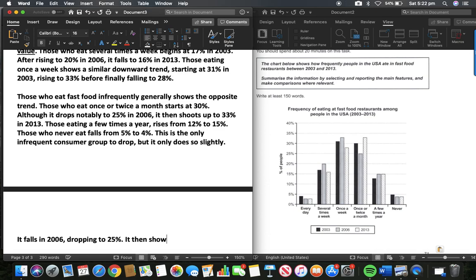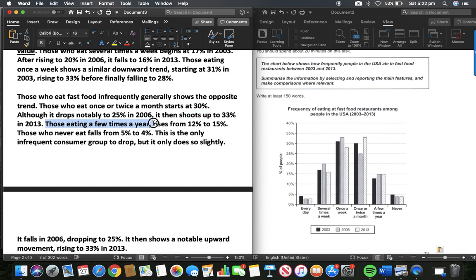It then shows a notable upward movement. So again, trend, rising to 33% in 2013. So that's another way. You'll see these kinds of sentences in my other videos quite frequently. But I thought this one would work fine. I kind of go the other way. Although it drops in 2006, it then shoots up. Be careful. I don't love this phrasal verb, but it's fine.